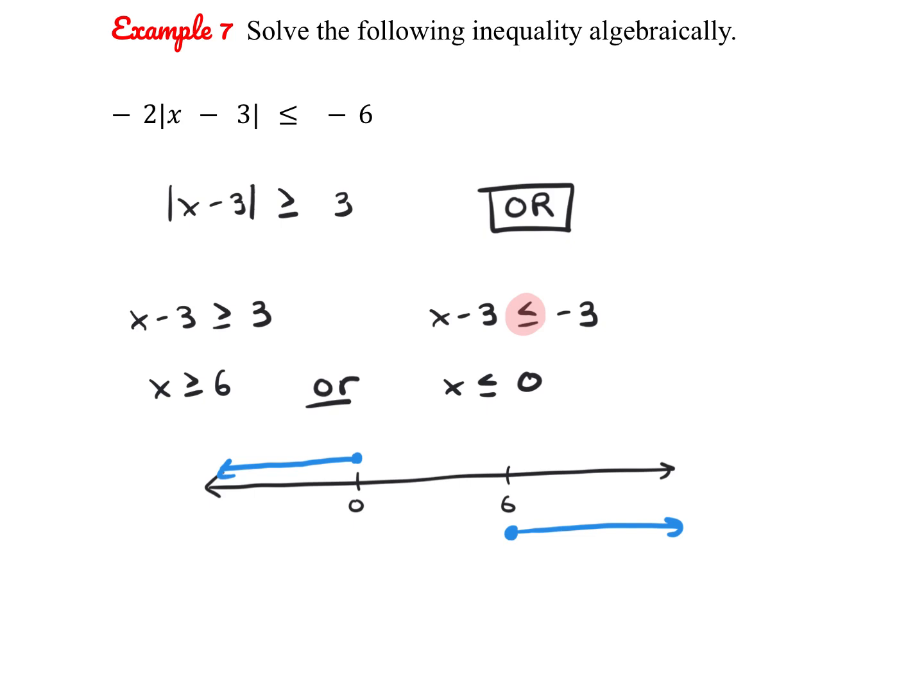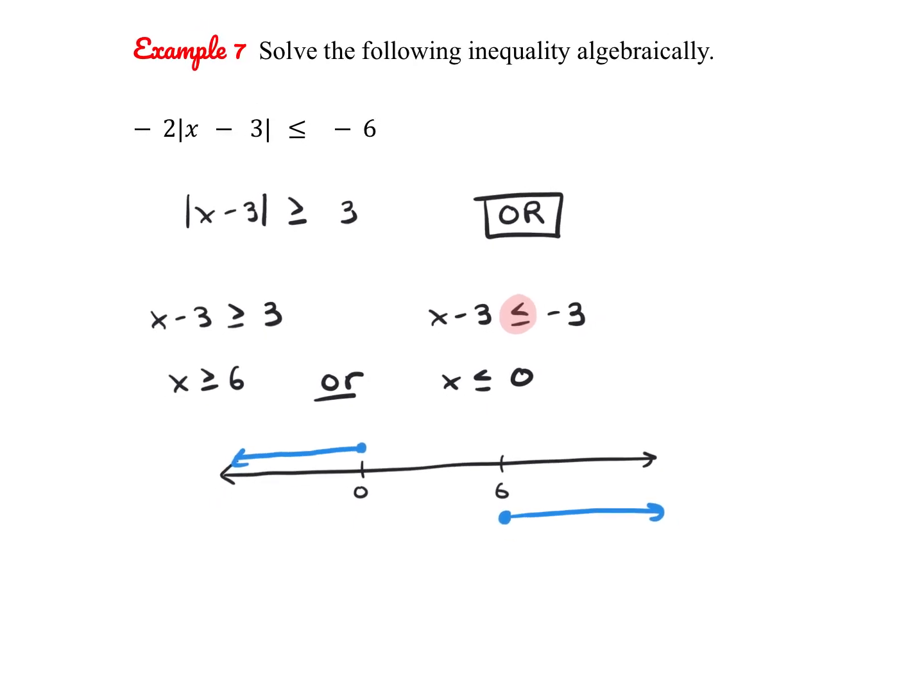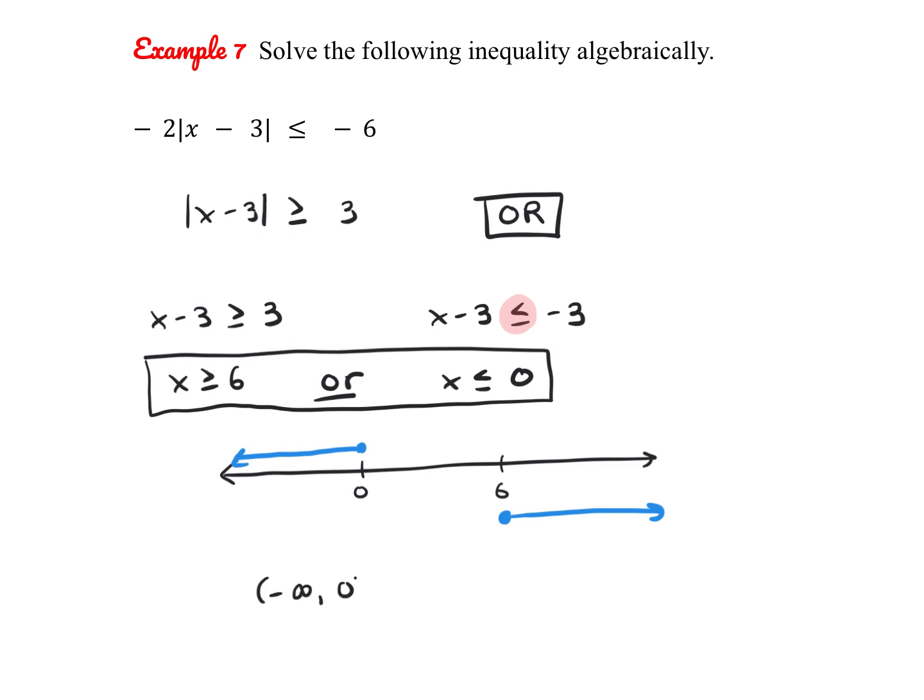So for this, because it's an or problem, you do not need overlap. So if you're writing this in inequality notation, your answer actually needs to have the word or in it. It needs to say this or that. And if you're writing this in interval notation, it'd be negative infinity to 0. And sorry, 0 is inclusive, so I do a bracket. And then I do my union symbol for or. And then I do 6 to infinity, and 6 is inclusive.